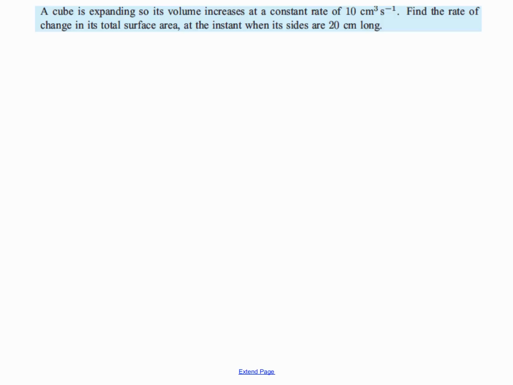What we have now is a cube that is expanding. Its volume increases at a constant rate of 10 centimeters cubed per second. Find the rate of change in its total surface area. Right away, we know that we are looking for the change in surface area. If we let A represent our surface area, we are looking for dA/dt. You can always write that down, and it keeps you focused on what you're looking for, at the instant when its sides are 20 centimeters long.